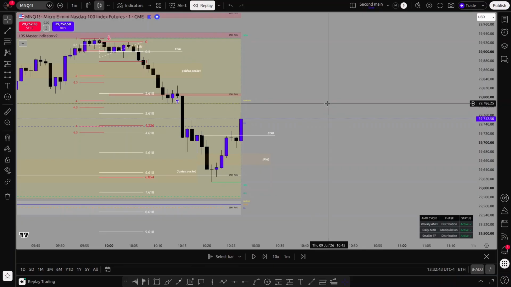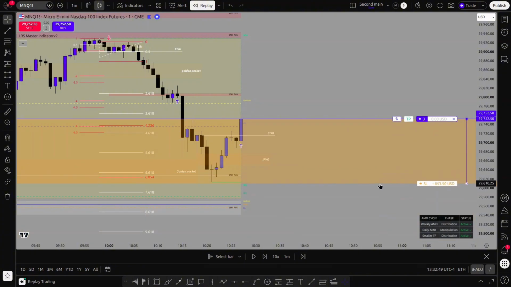Could you take a buy right there? It depends on your system. Once again, me personally, let's see how my risk will look right now. That's way too much for me. Would I have entered there? I mean, if I want to risk nearly 2% of my account, then sure, you could have entered right there.